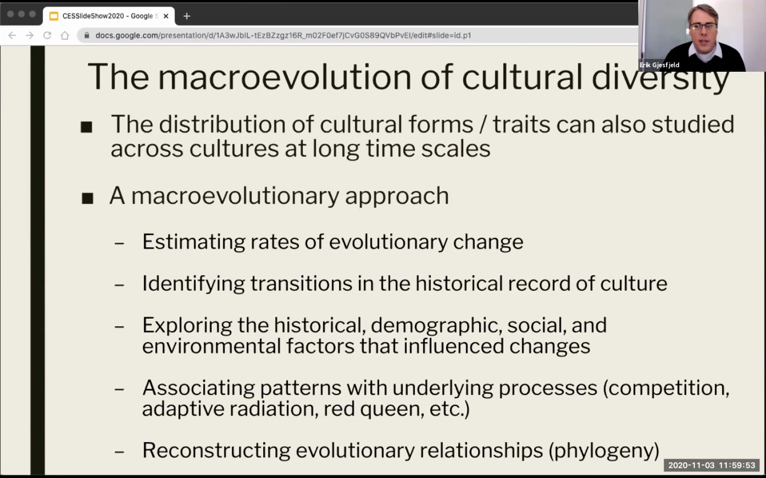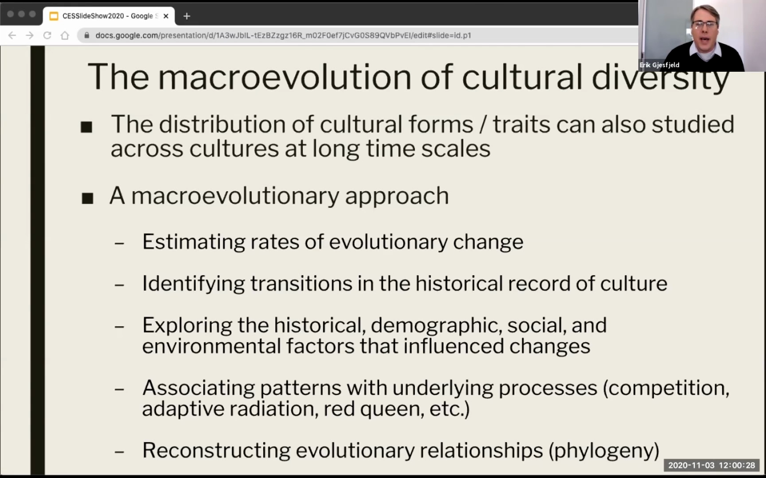And rather than discuss a very specific definition of what is or is not a macroevolutionary approach, I think it's easier to highlight some of the key themes that often fall under the umbrella of a macroevolutionary perspective. So that would be things like estimating rates of evolutionary change, perhaps identifying transitions in the historical record of culture, exploring the many other dimensions that may affect cultural change, whether those be historical, demographic, social, environmental factors. Occasionally, if possible, associating different patterns with underlying processes.